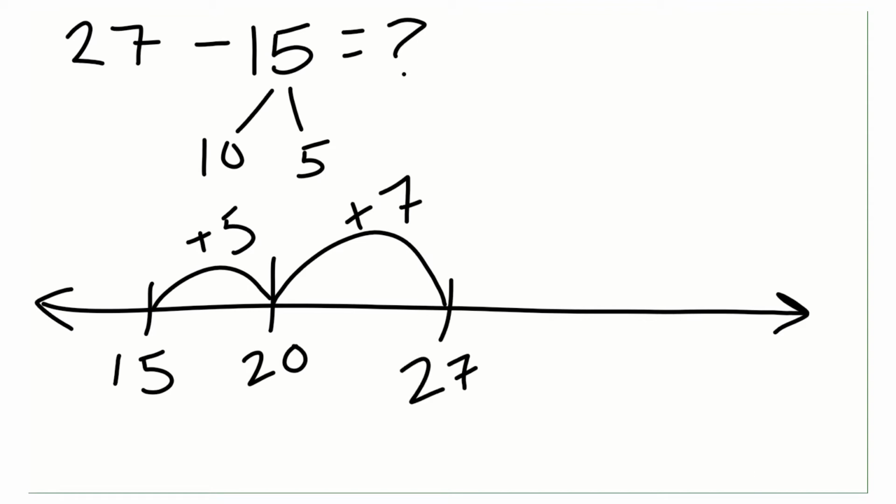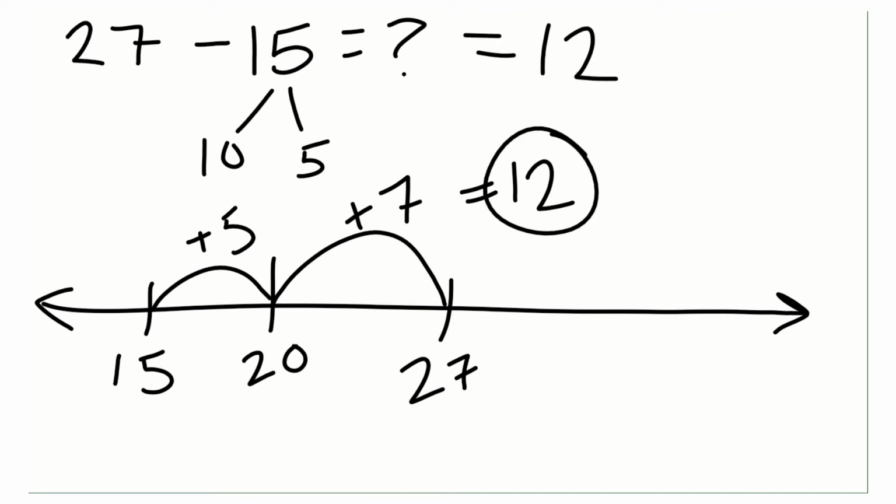And now I'm at 27, and now I just have to look at these two numbers that I added up, and that's the difference between 15 and 27. It was the same thing when we went backwards. 5 plus 7 equals 12, and when we jumped backwards from 27 to 15, we jumped backwards 10 and then 2. Or we jumped backwards 10 and then 5, and we ended up at 12. So our answer to this problem is 12.